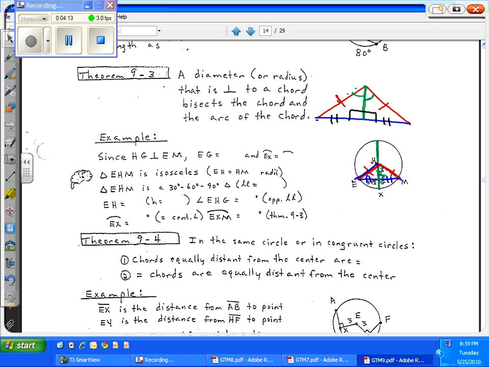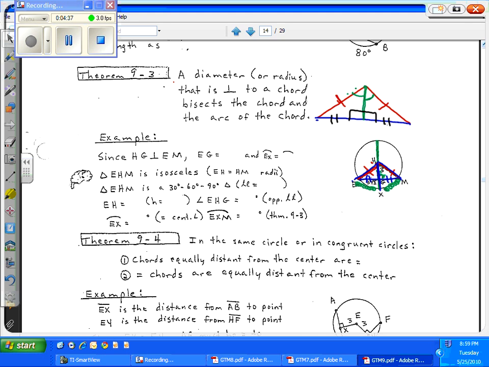Now, these 2 angles, that's the vertex angle bisector, so those 2 angles are equal. If those 2 angles are equal, then this chord right here is equal to this chord right here. So not only did the chord get bisected, the arc of the chord got bisected.